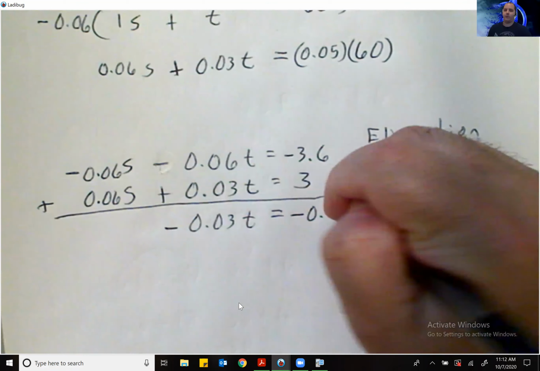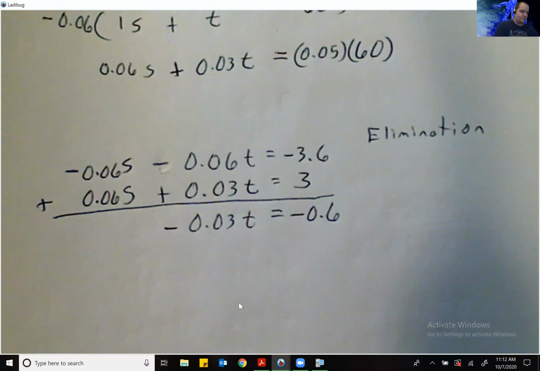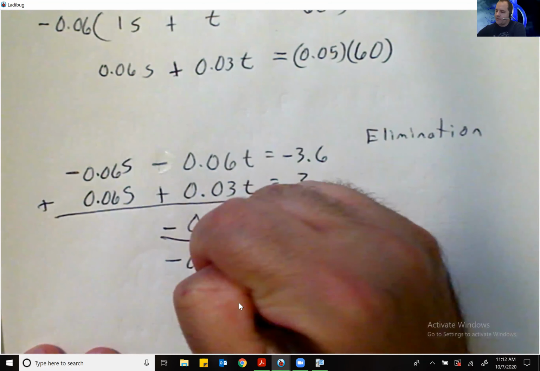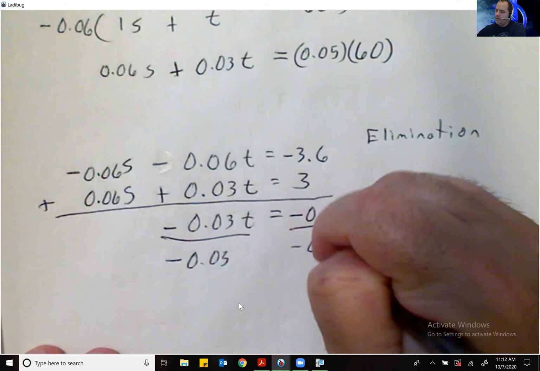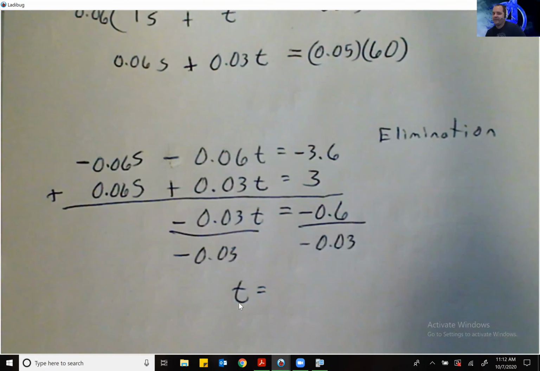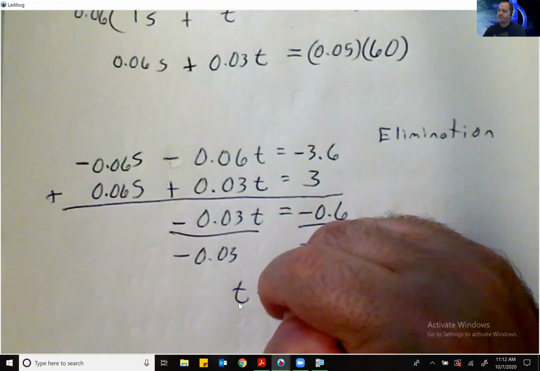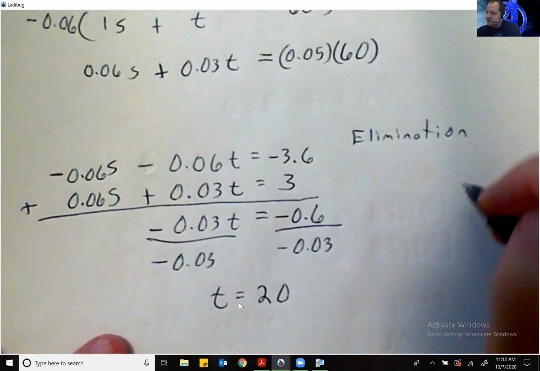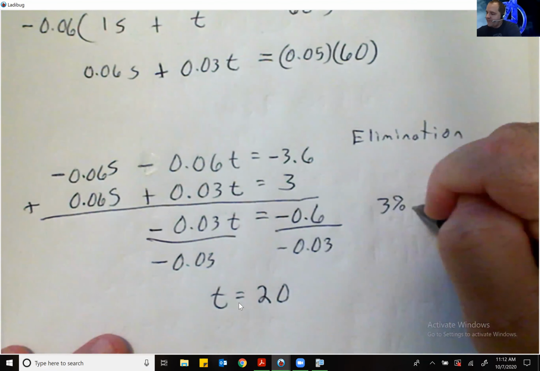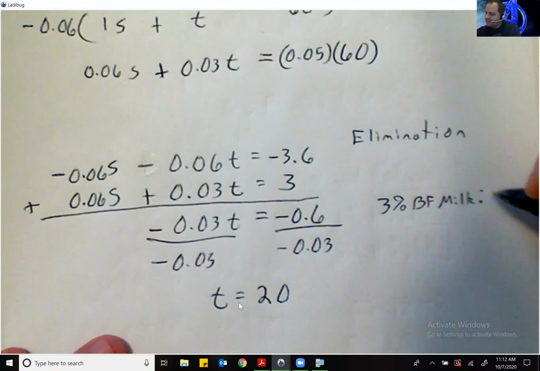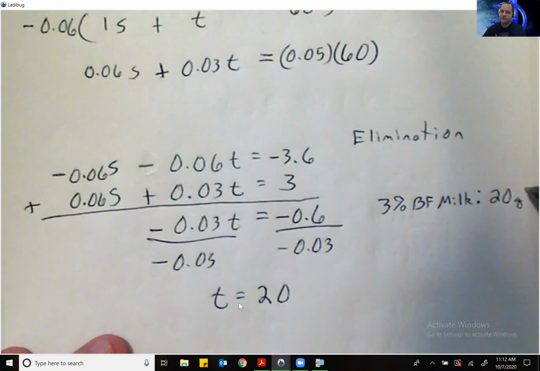And then now what do we do? Divide by negative 0.03, and t is equal to 20. There we go. So now you know that for the 3% butterfat milk, we need 20 quarts.